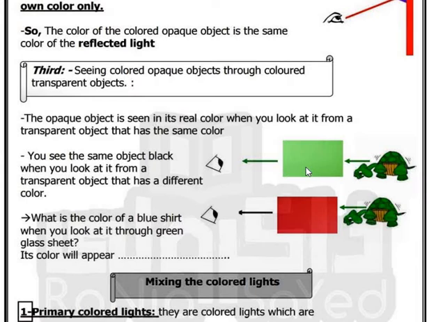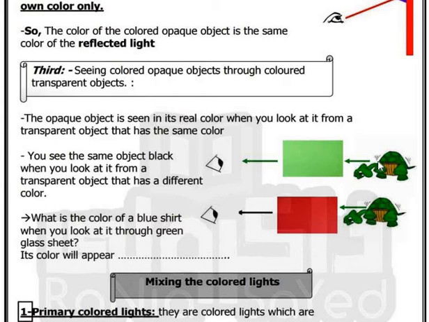Now if I replace this green glass sheet with another one, red in color, the same thing happens. The turtle absorbs all light colors and reflects the green color only. When the green color reaches the red glass sheet, they are different in color. So the red glass sheet doesn't allow the green color to pass through it. It will absorb it because they are different. So no color reaches our eyes, so the turtle appears or seems black.